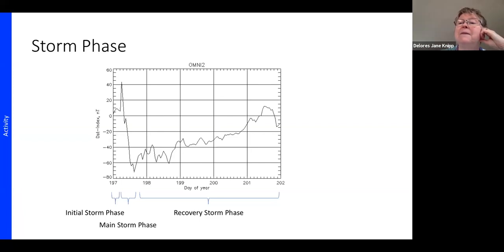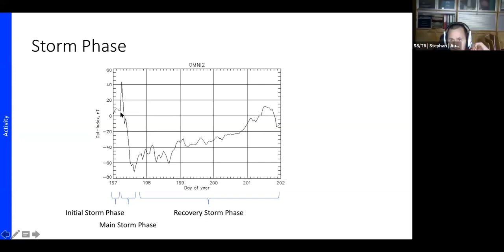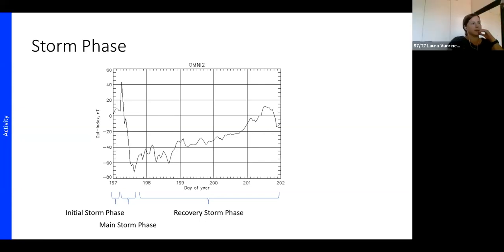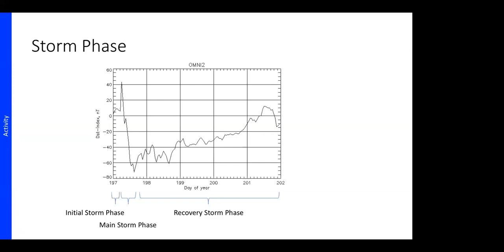Any ideas? You mean the small section right before the large spike? Yes. That large spike actually is what I'm interested in. The shock. Yeah, could that be the compression of the magnetosphere? Yes, exactly. Interplanetary shock.